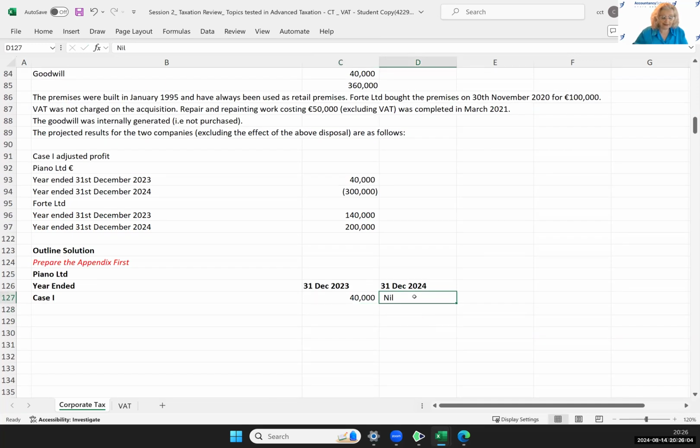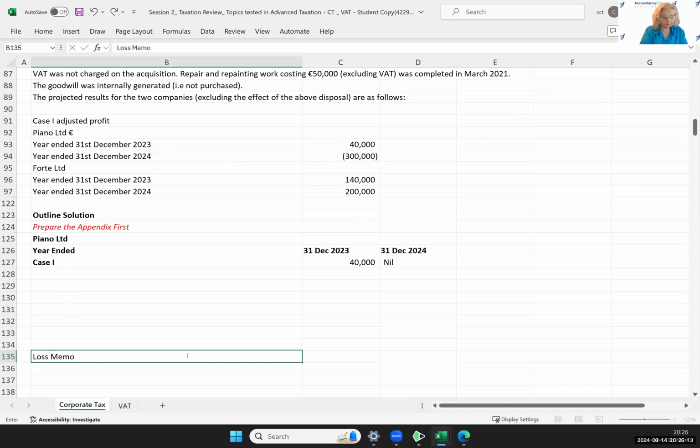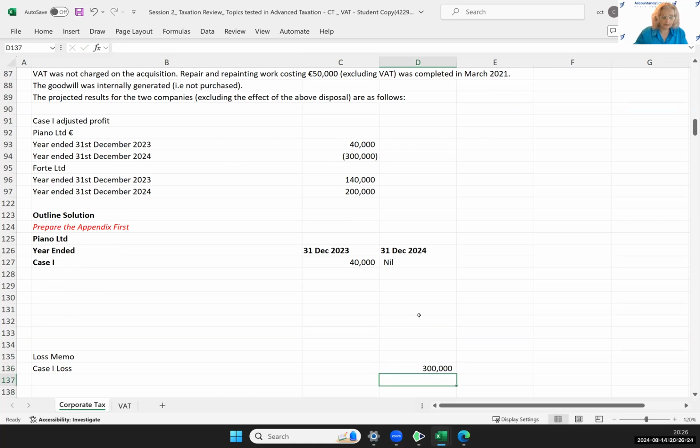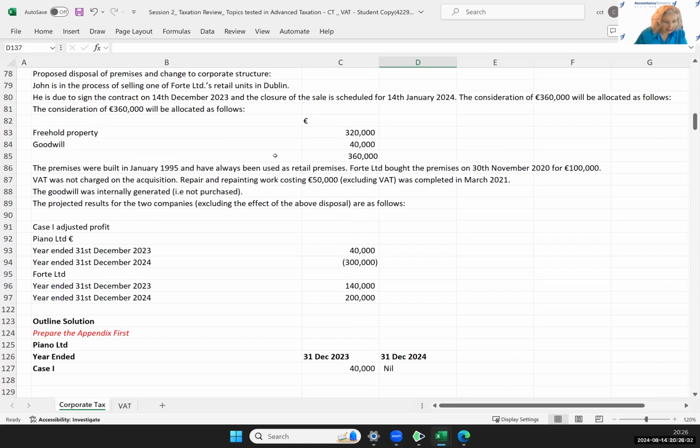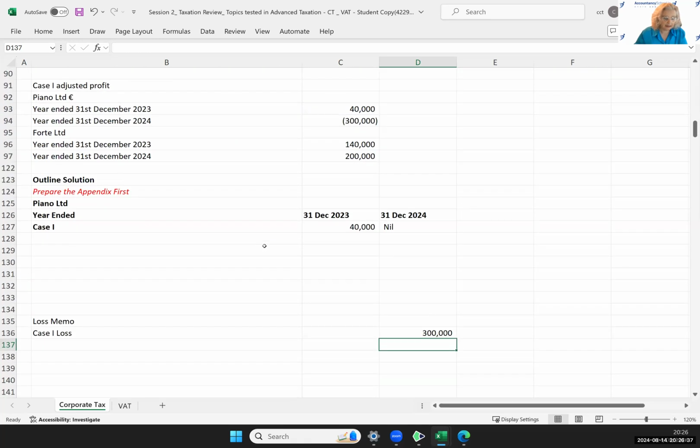So as soon as I see that I've got nil case one income in that period, what I want to do is open up a loss memo. My case one loss is 300,000. Okay. I have some more work to do. So, was it Piano that sold the asset? No, it wasn't even Piano that sold the asset. Piano doesn't have anything else going on. So what can I do with this loss?